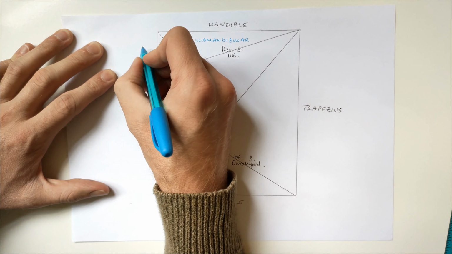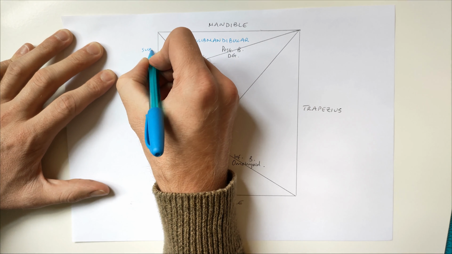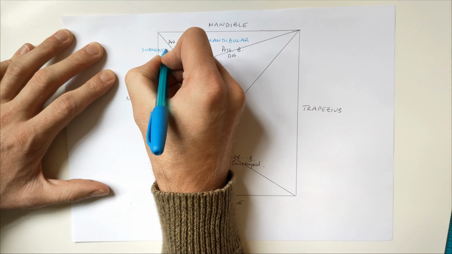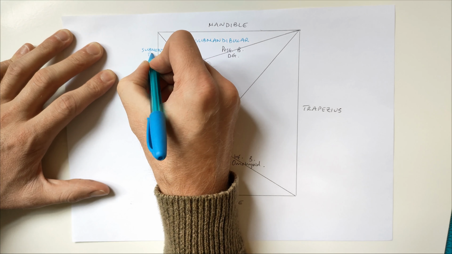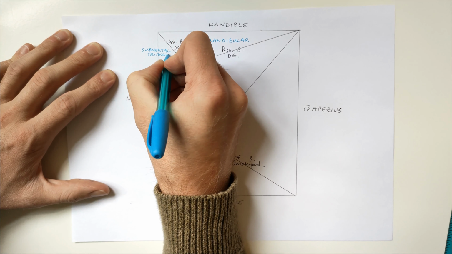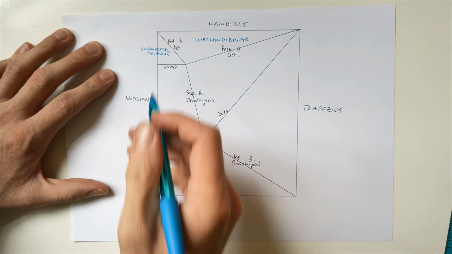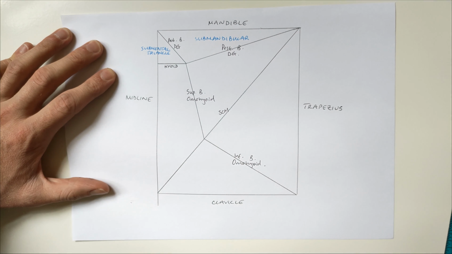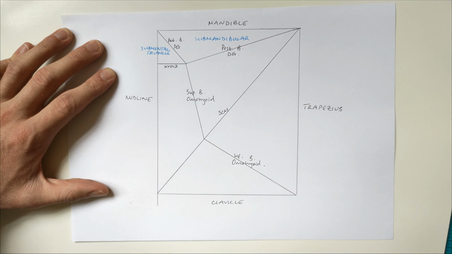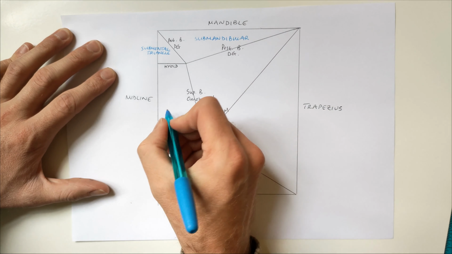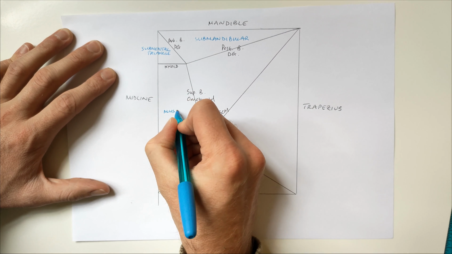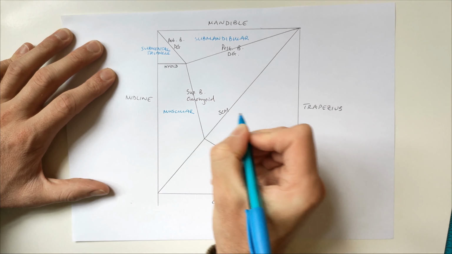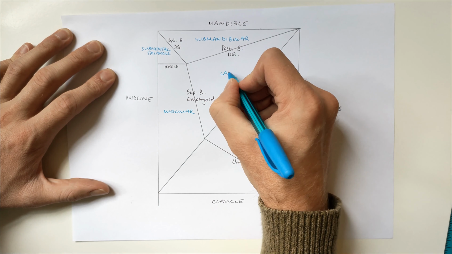Then the one next to it we're going to call the submental triangle, because it sits adjacent to the mental symphysis of the mandible. And then anteriorly here we have the muscular triangle, and then the carotid triangle.